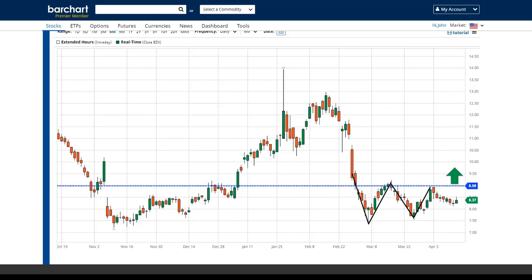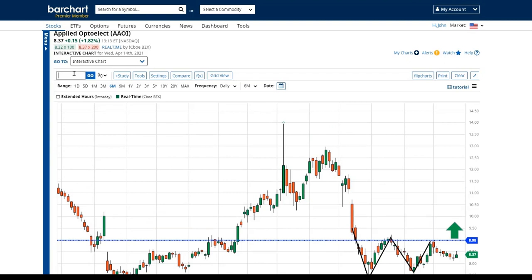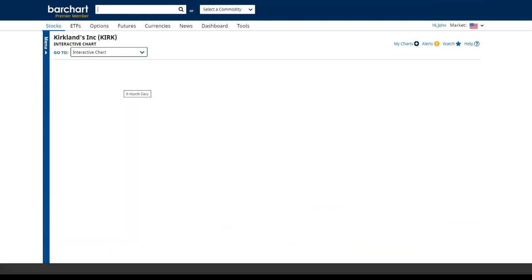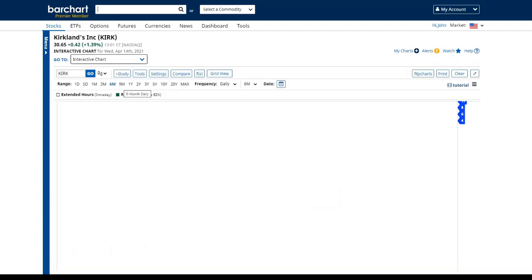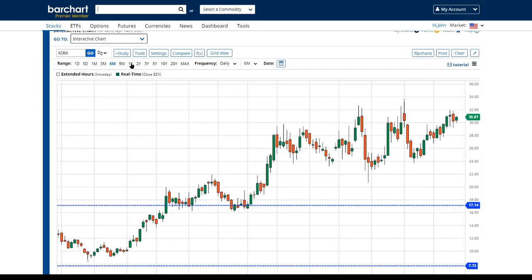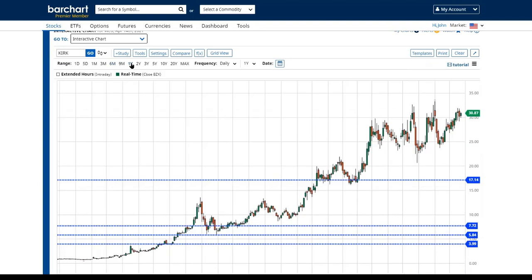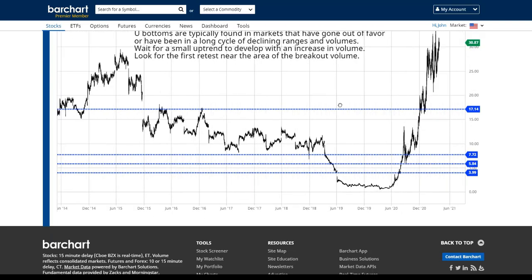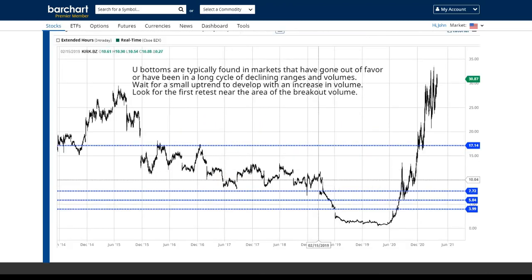So another type of bottoming action that we can look at is called a U-bottom. Now, these are typically found after an extended downtrend or where we see the stock has gone out of favor, and that is usually characterized by smaller trading ranges and a decrease in volume. All right, so let me squeeze this up a little bit for you guys, and let me drag this back a little bit here. And there's that U bottom here, right? And like I said, they usually are found after the market has gone out of favor. Again, typically after a downtrend.